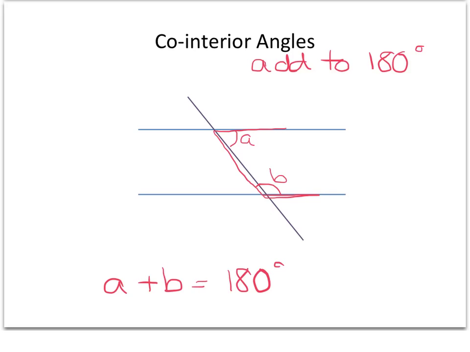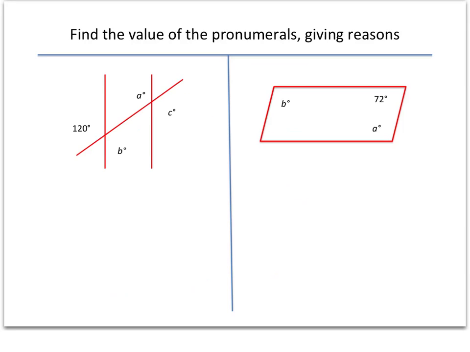Or if I drew a backward C, so if I drew it sort of going that way, and I said that was angle C and D this time, C plus D would equal 180 degrees. Okay, so three types of angles that we need to know: co-interior angles, corresponding angles, and alternate angles. And remember, we also learned some other angles in our last video, the vertically opposite angles, supplementary and complementary angles. So we need to think of all of these when we solve problems to do with angles. So let's look at an example here.